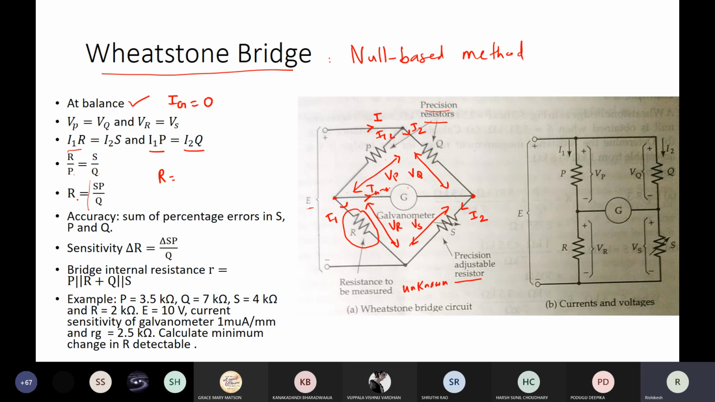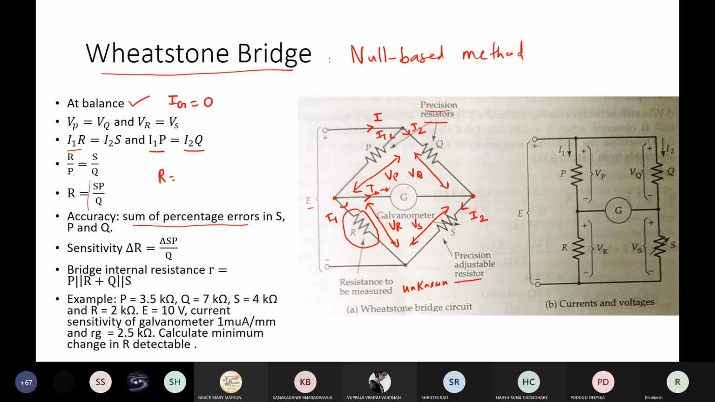Now, as the equation itself says, the accuracy of the unknown resistance measurement is the sum of the percentage errors in S, P and Q. When we say sum of percentage errors, what does it mean? Which type of error is it?